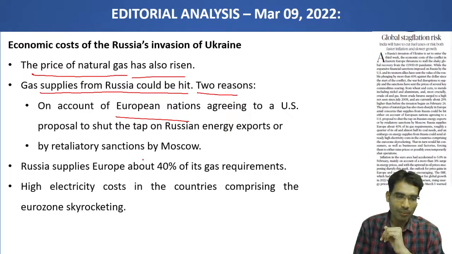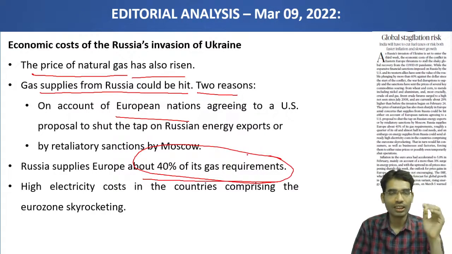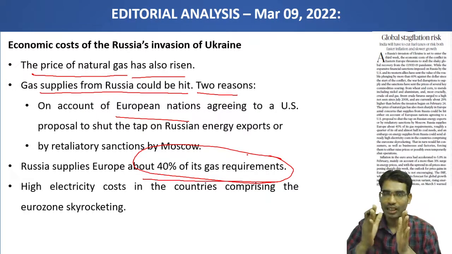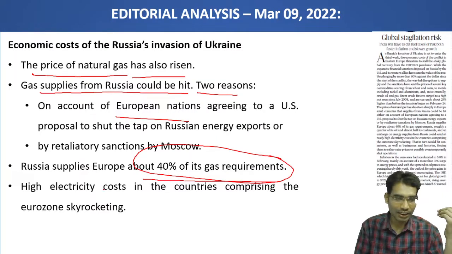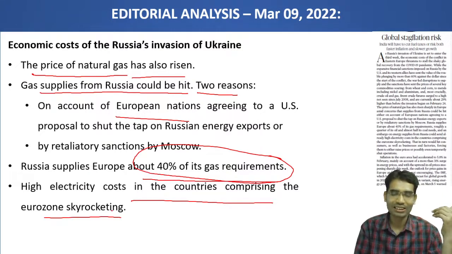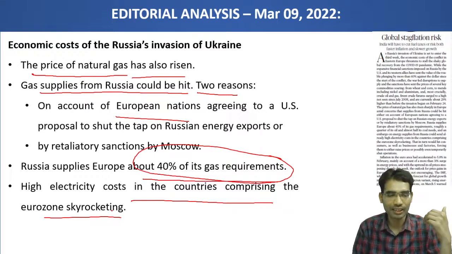Russia supplies Europe about 40% of its gas requirements. Now you can see the kind of dependence Western European countries or European countries are having on Russia. Now if Russia stops the supply, no doubt Russian economy is going to be disrupted. Russian economy is going to take a lot of hit, but at the same time, European economies also will collapse. High electricity costs in the countries comprising the Eurozone skyrocketing. Already you can see the rise of the commodities or rise of prices in the services like electricity.